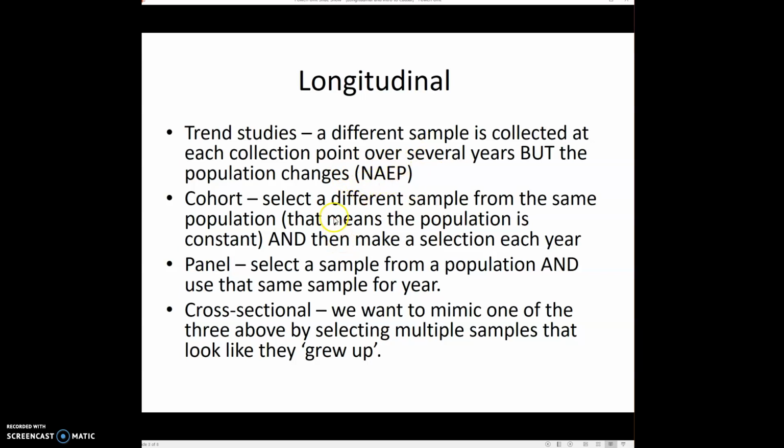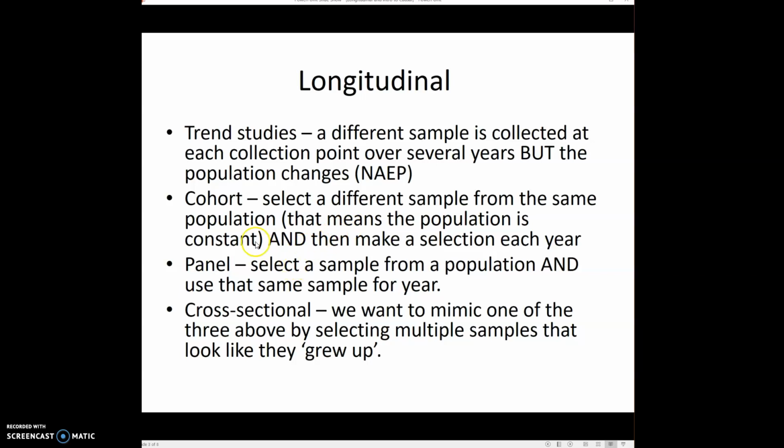Another example is a cohort model where you select a different sample from the same population, but you make a selection each year. So that means the population is constant. So think about within your own school system. If you wanted to say something about third graders and how they do, your third grade is your population, but each year you're going to take a different sample.